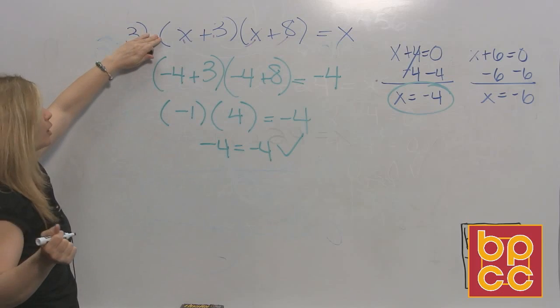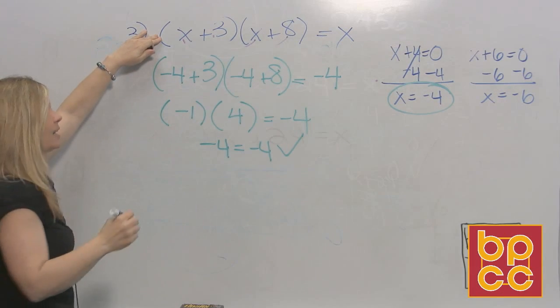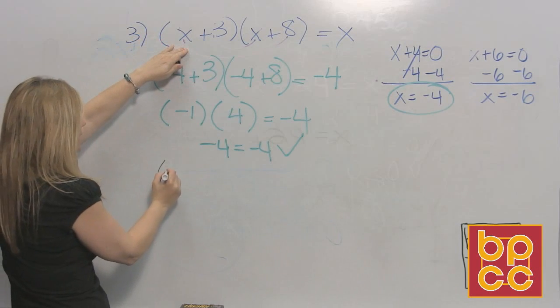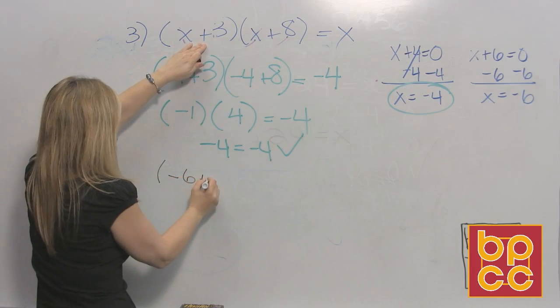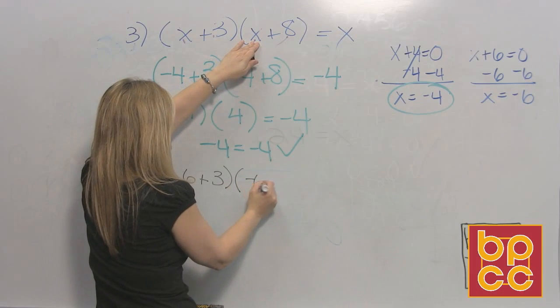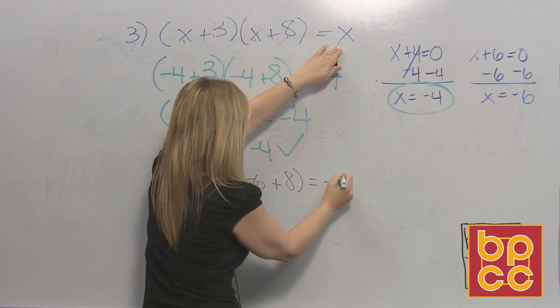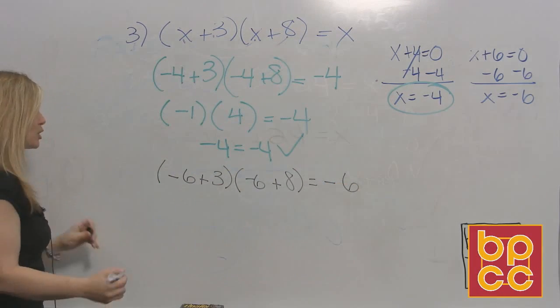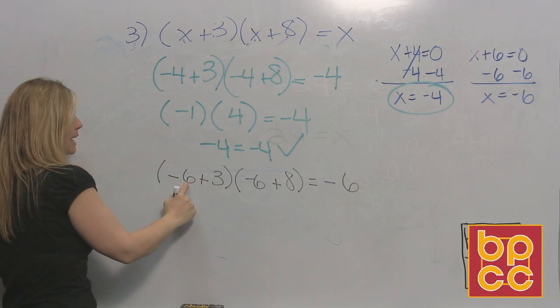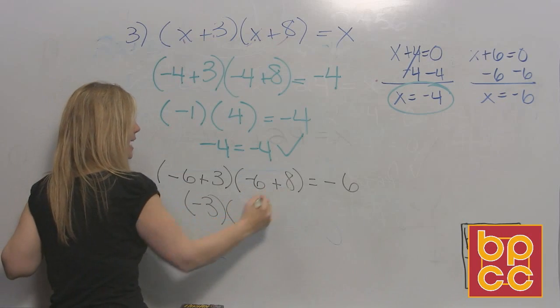We go back to the original. Wherever there's an x, we're going to substitute in a negative 6. So we're going to get negative 6 plus 3, parentheses, negative 6 plus 8, equals, there's an x, negative 6. Let's work it out. These are numbers. Negative 6 plus 3 is negative 3. Negative 6 plus 8 is 2.